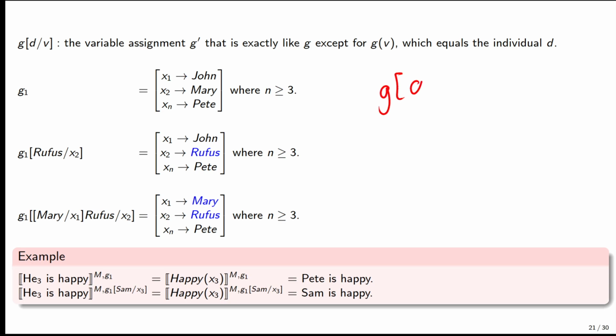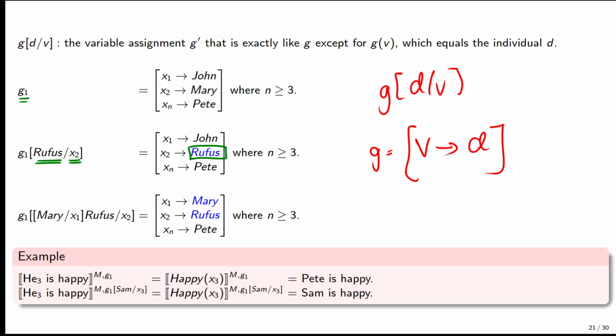We write this as g[d/v], and what this basically means is that no matter what v was before, it's now going to point to d. This is what this means. So it's saying that d is replacing whatever v originally mapped to. So here's the function I had from before, g1. This gives us x1 to John, x2 to Mary, and xn to Pete. And I'm doing this substitution here. I'm saying in this substitution, which I'm putting in square brackets, I am replacing whatever x2 is pointing to with Rufus. So this is shown here. So Rufus is going into that x2 slot.